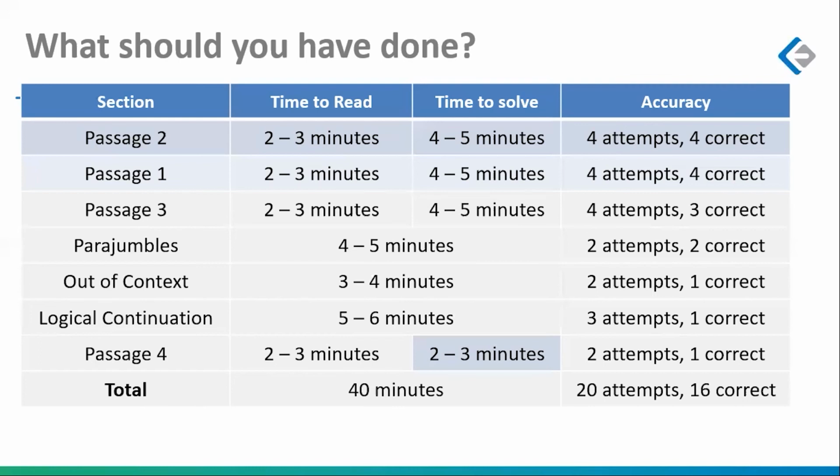If you pay attention to the verbal logic part, parajumbles, out of context and logical continuation, 7 attempts and 4 correct come from that part. Which means if you are not good with these 3, if you've not been taught these 3, there is no way you can reach 20 attempts and 16 correct. So the paper is out of reach.